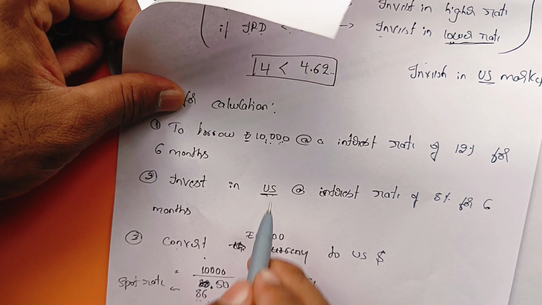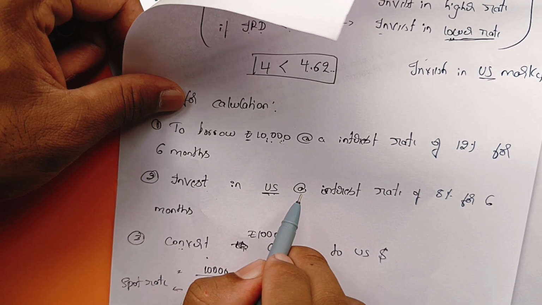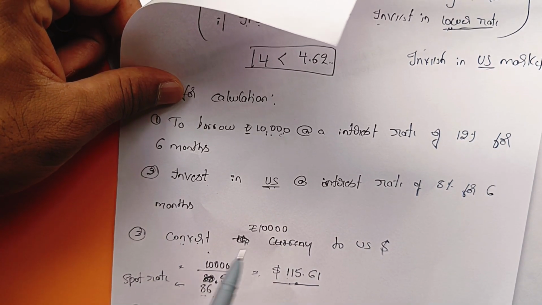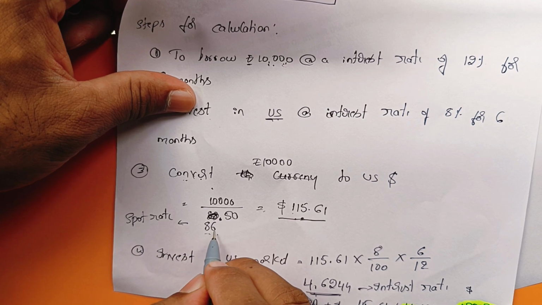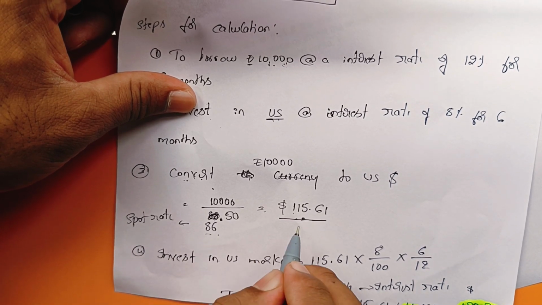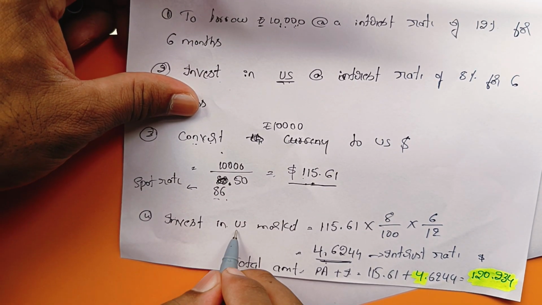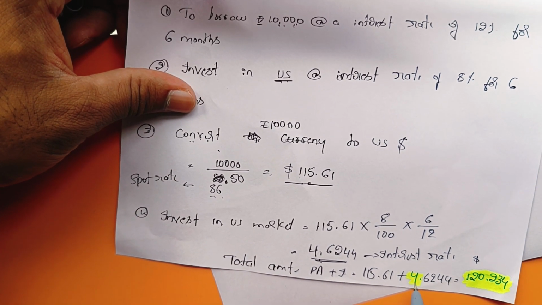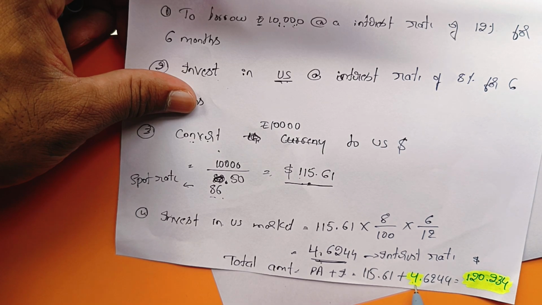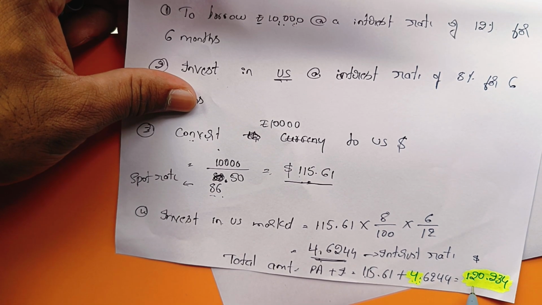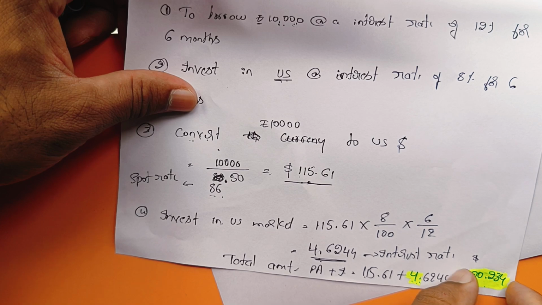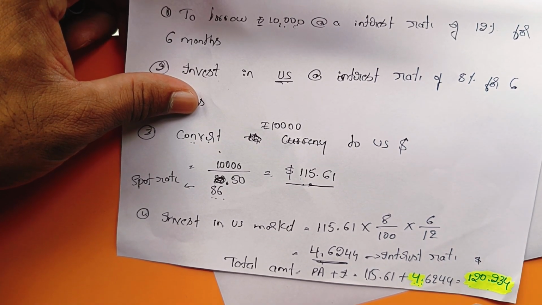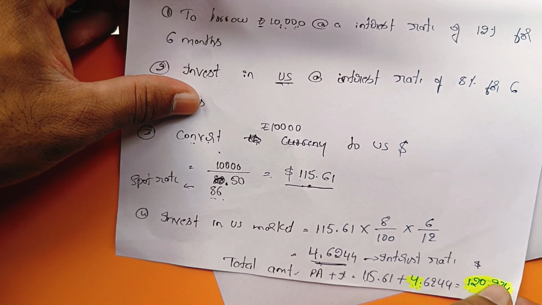To invest in the US market, we need to convert, because we can't invest rupees directly in the US market. For that we need to convert the currency. We converted 10,000 divided by the spot rate. Through the spot rate we converted this amount, and he is investing in the US market at an interest rate of 8%, and he is going to get 4.6244 interest. Principal plus interest will be $120. This much amount he is going to get for investing rupees 10,000. Done. Till the 4th step you understood.